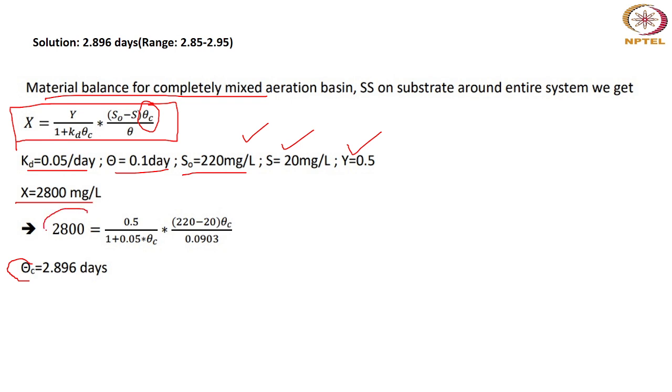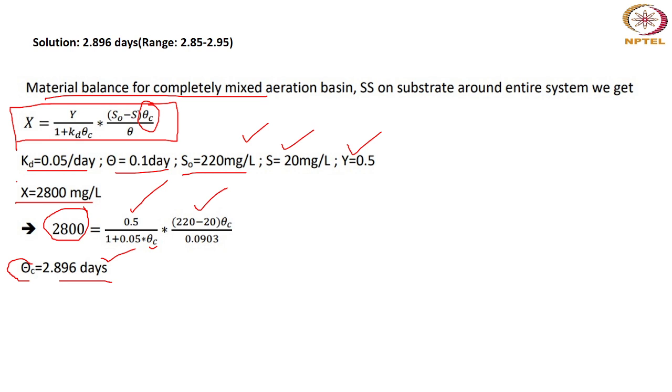So if I put 2800 mg per liter equals 0.5 divided by 1 plus 0.5 multiplied by theta c, and then 220 minus 20 theta c divided by 0.0903. So here you can calculate theta c as 2.896 days. So this is 2.896 days. Just you have to put the data.